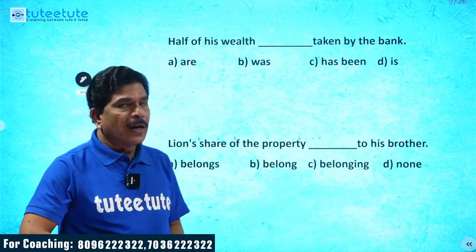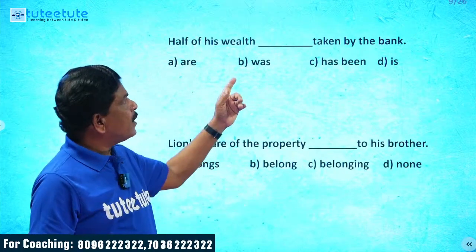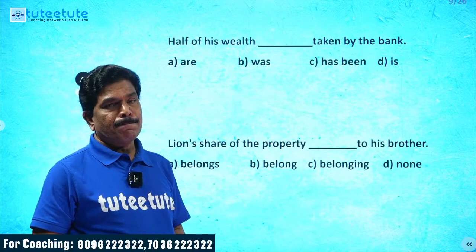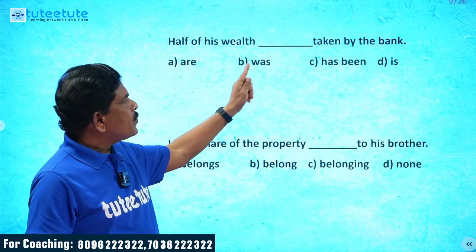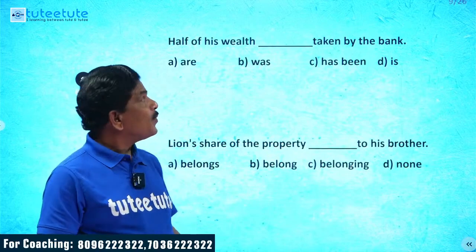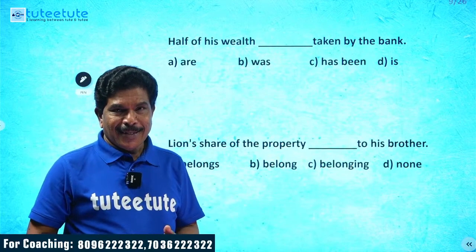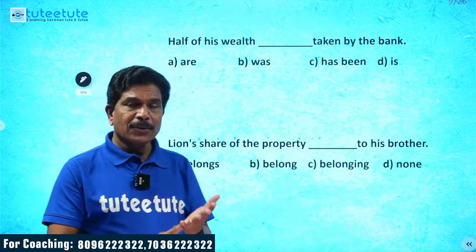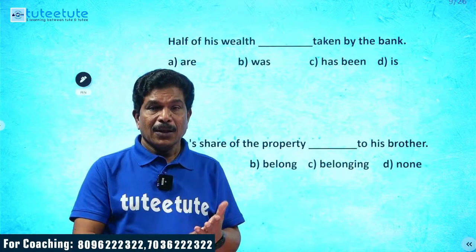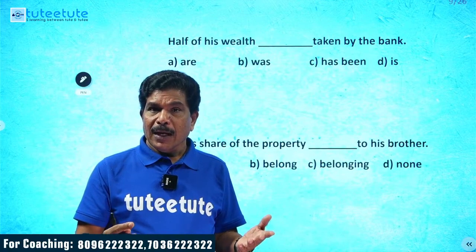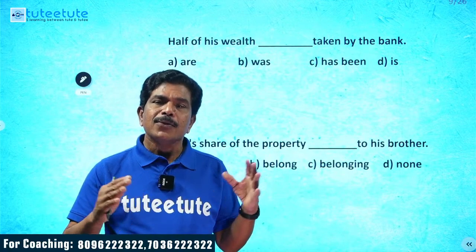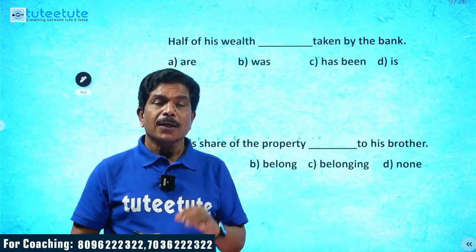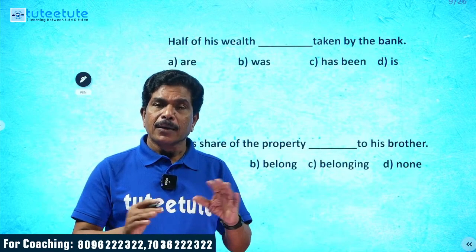Then half of his wealth, dash, taken by the bank. Are, was, has been, is. Half of his wealth. Is wealth singular or plural? We know health, wealth, money. Such nouns are always singular because they are uncountable nouns.